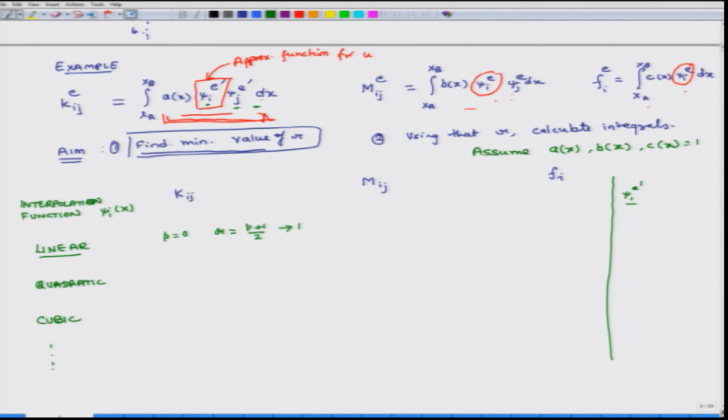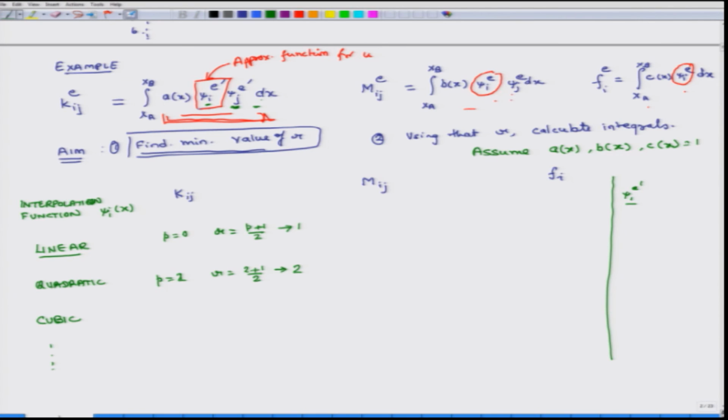So, order will be 1, right. Order of psi I prime will be 1, order of psi j prime will be 1, order of j will be 0. So, P will be 1 plus 1 is 2, R is equal to 2 plus 1 by 2, and that equals 1.5, but you cannot use 1.5 quadrature points. So, you go to 2 quadrature points.